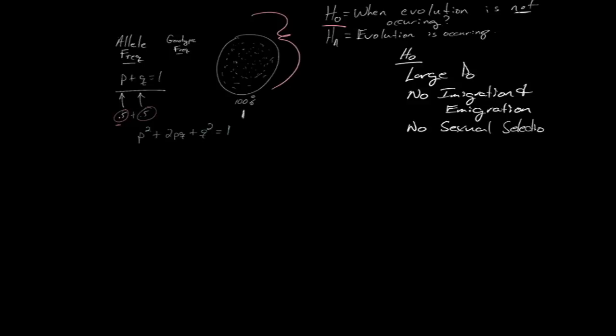Large population, no immigration, no sexual selection, no mutations. No gene flow. Well, sorry, that's true, but this is gene flow. What's the one that's missing? No natural selection.